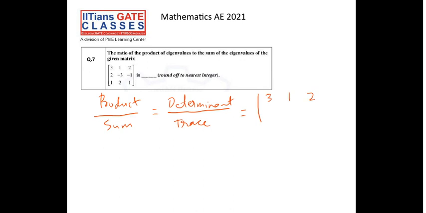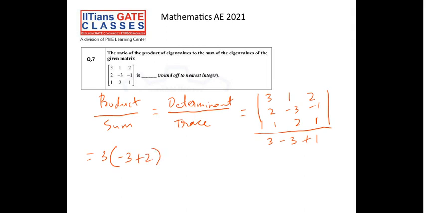To find the determinant, we are going to get 3, 1, 2, 2, minus 3, minus 1, 1, 2, 1. And to find the trace, we take the sum of the diagonal elements. So 3 plus minus 3 plus 1. So the denominator comes to plus 1. We can skip writing that.